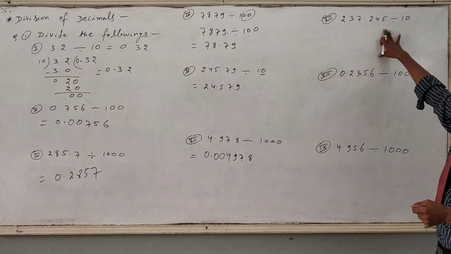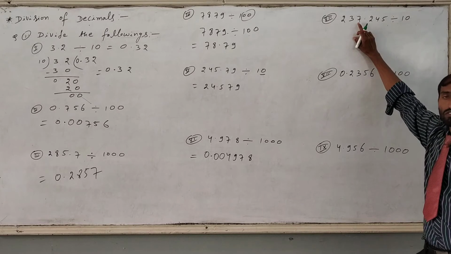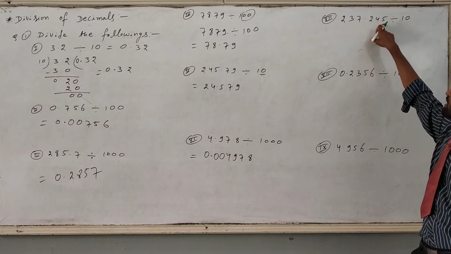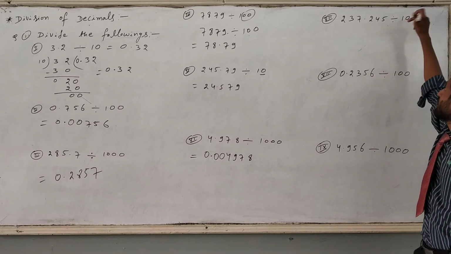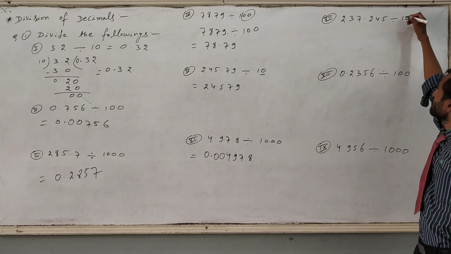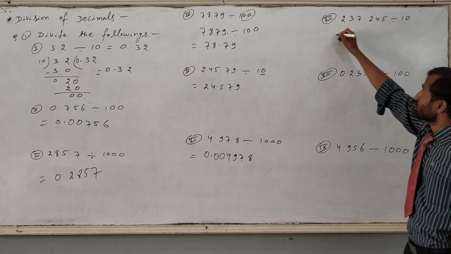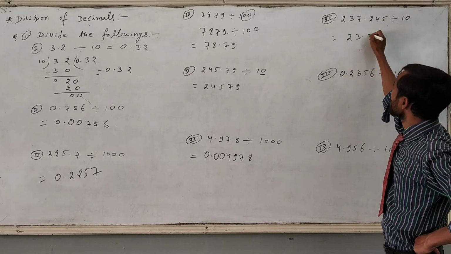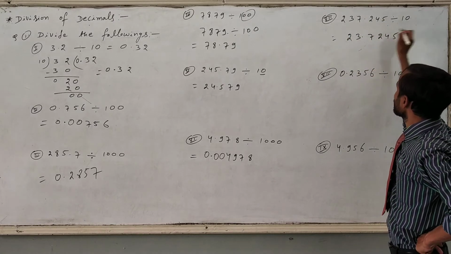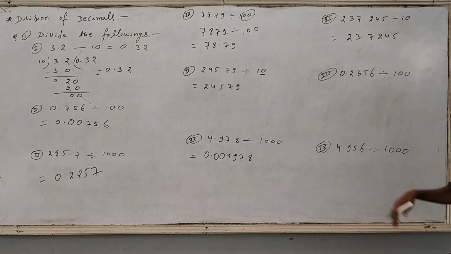Like that, the next question also. Just see, 237.245 is divided by 10. Again, it has 1 zero, so we have to shift this point left 1 digit. So the final answer is 23.7245. This is the final answer. Like that, you have to do the fourth question also.